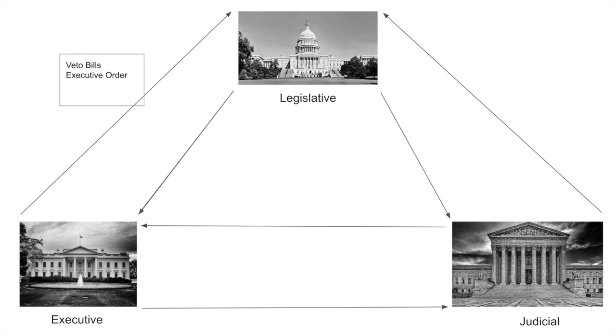Hopefully you recognize at least two of those three buildings. On the bottom left, we have the White House. Top, we have the U.S. Capitol building. And on the right, we have the Supreme Court building looking incredibly ominous in a really well-done photo. So executive checks on the legislative branch are pretty short.